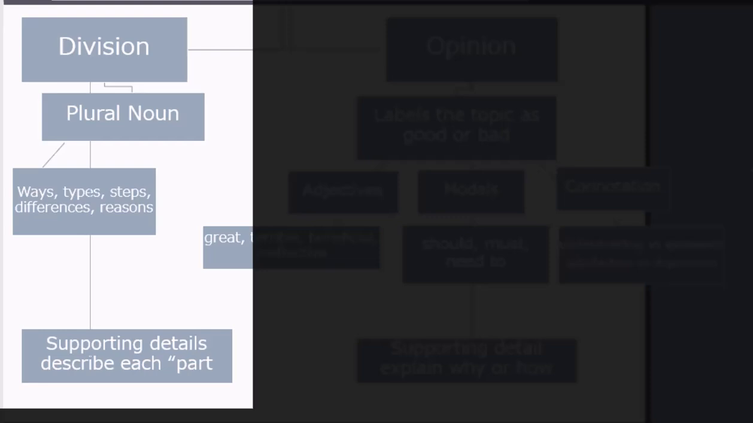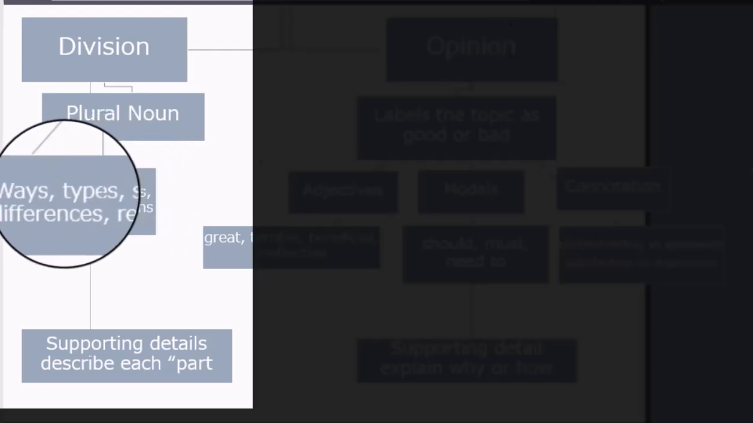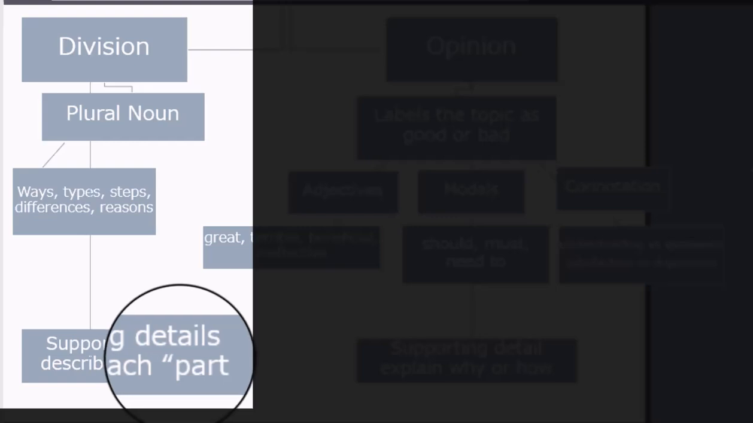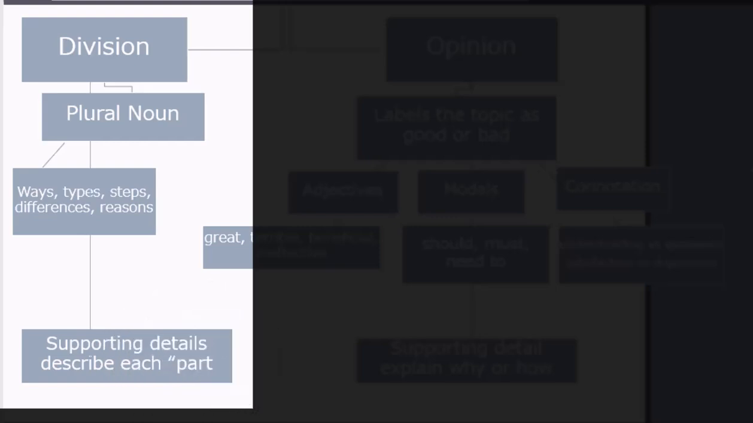In a division controlling idea, you're going to have a plural noun. That's going to be something like ways, types, steps, differences, reasons. These are all different examples. And then the supporting detail describes each part. So, the major details in this paragraph are going to be way number 1, way number 2, way number 3, same thing, type number 1, type number 2, type number 3, step 1, 2, 3, and so on. These are just examples. These are not all the different ways. It could really be pretty much most plural nouns, right?